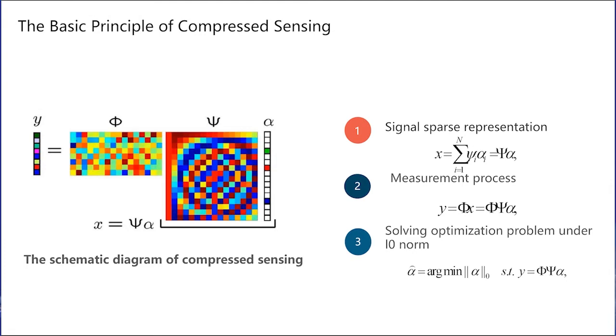Since m is less than n, the equation appears ill-conditioned. However, alpha is a k-sparse vector, and then the problem can be solved provided m is equal to or greater than k. The most direct way to reconstruct is by solving an optimization problem on the L0 norm as the third formula.